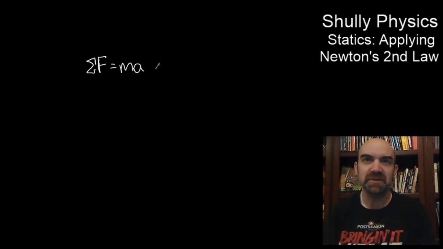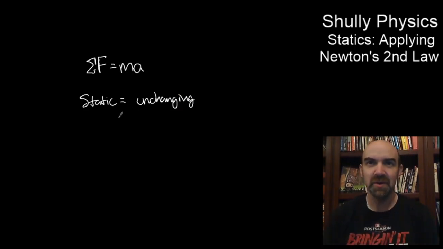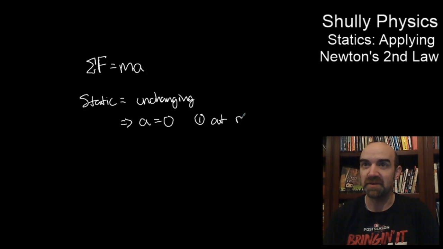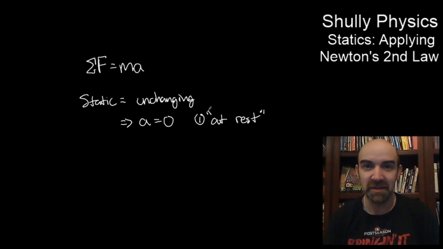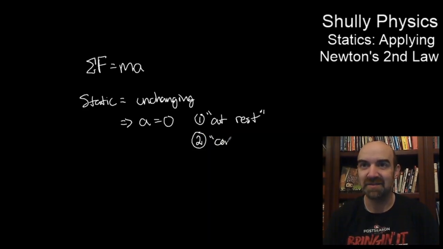Now today we're going to feature statics, and static means unchanging. So when we're talking about motion, if motion is not changing, what that means is acceleration is zero. So we're only looking at situations where acceleration is zero. And there's two kinds of cases when this happens. Case number one is when you've got an at rest kind of motion, or objects are at rest. You have zero acceleration. Velocity is not increasing or decreasing, it's remaining the same. And with that in mind, there's another scenario where acceleration is zero, and that's where you have constant velocity.